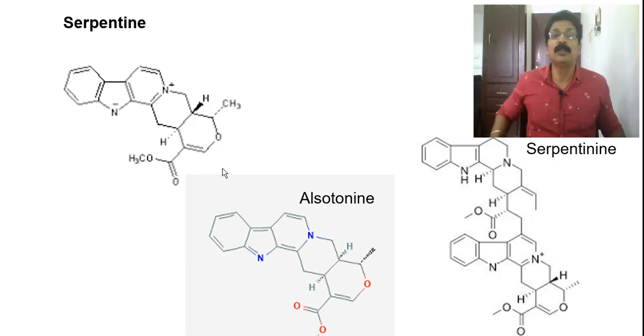Two molecules of serpentine are joined in their indole alkaloids. You can see the indole structure like what you saw in vincristine and vinblastine, how two molecules are joined, one is vindoline and another is catharanthine. Here also we have two molecules of serpentine joined to form serpentinine, which can be easily identified.